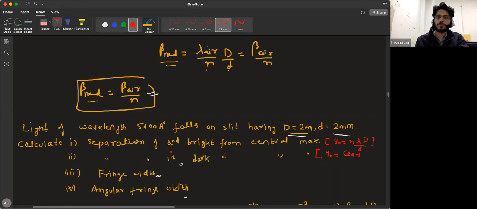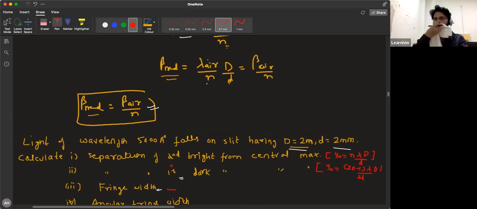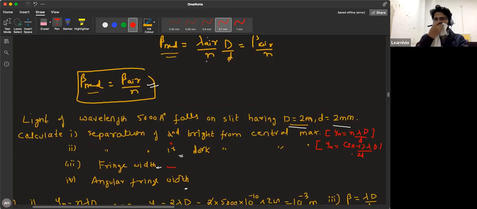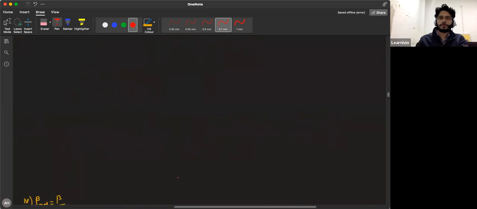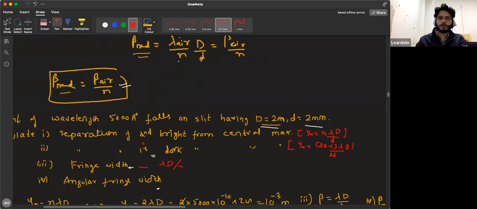For fringe width, which relation will you use to calculate fringe width? Lambda capital D divided by small d. For angular fringe width, which relation will you use? Lambda by d. Yes, lambda by d.